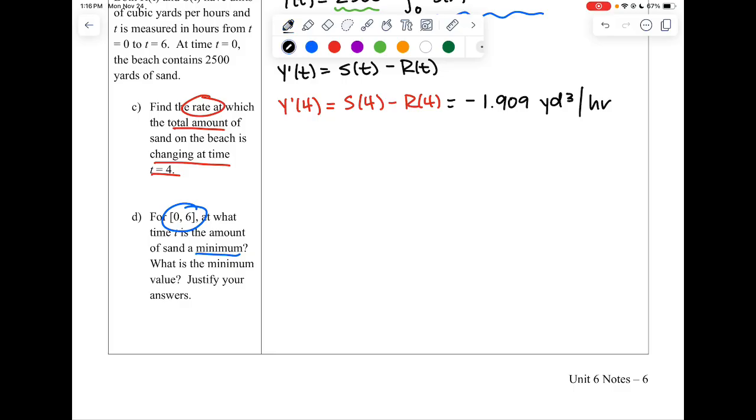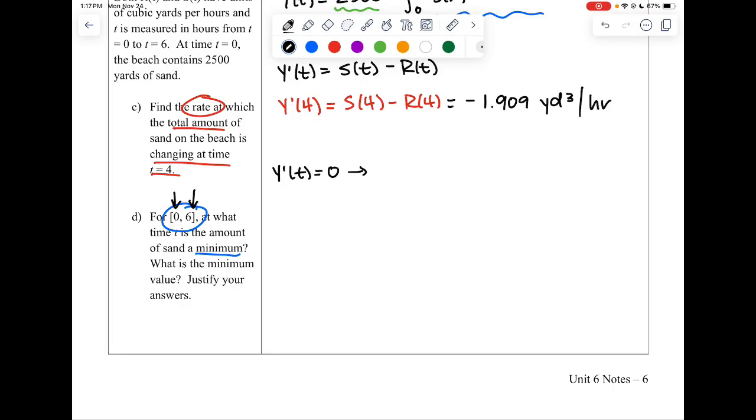Okay, so I know that for the candidates test, I want to take a look at where... So it's asking about the amount of sand. So again, that's going to go back to y of t. Okay, it's asking for where y prime of t is equal to 0. Because I know that for the candidates test, I need to look at both my endpoints. Okay, that's going to be 0 and 6. I already have those, but I need to find my critical values.